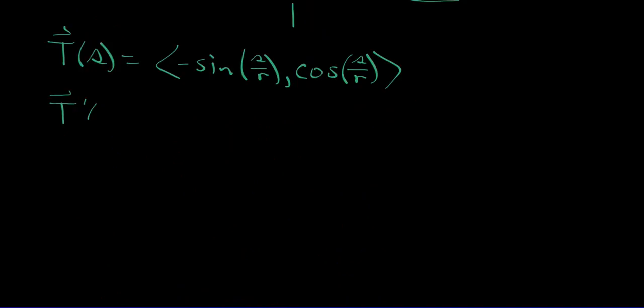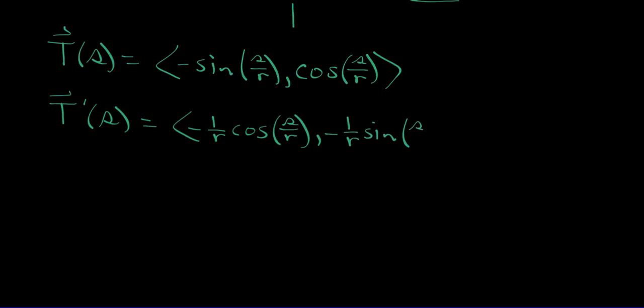So here we go. Here's the prime. So this is going to be negative 1 over R cosine S over R. Is that right? Okay, there we go. And then this one is going to be negative 1 over R sine S over R. How'd that grab you? Everybody got that? Okay, now, one more thing, I have to get the magnitude of this. So here is my curvature. After all that work, I'm ready to go.